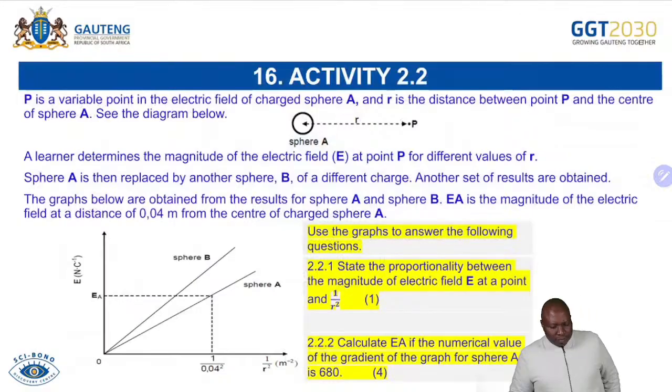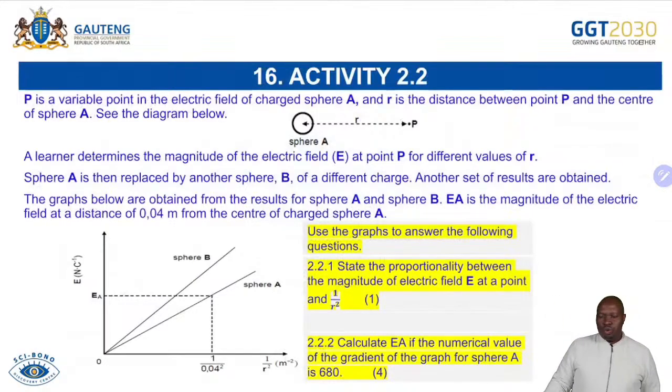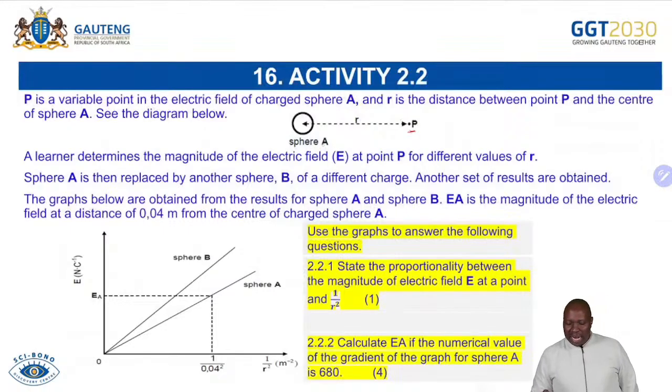Now, here in activity 2.2, we are saying P is a variable point in the electric field of charged sphere A. A is a charged sphere, and R is the distance between point P and the center of sphere A. See the diagram, so we have the diagram there that is showing us. Now, a learner determines the magnitude of the electric field.